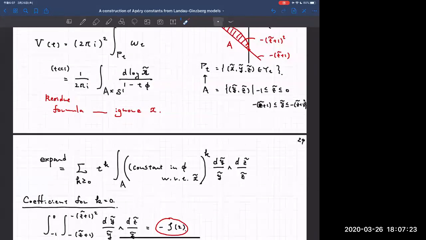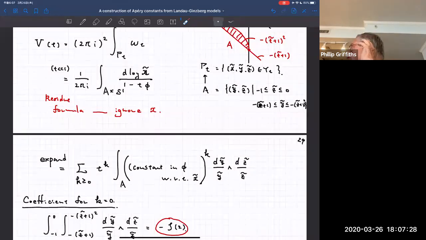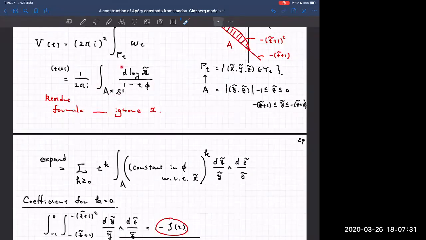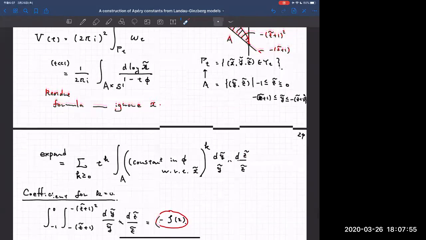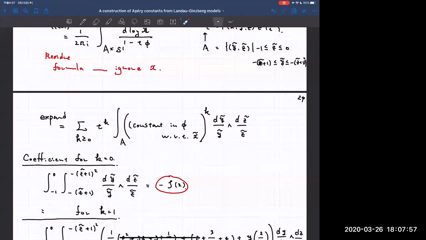And we want to expand this higher normal function expression with respect to t to the k. Then, since this integral is totally independent from the third variable x, we just need to consider the constant term in phi with respect to x tilde to the 2k. Okay? And d log x hat means dy tilde over y tilde, dz tilde over z tilde. So we need to finally compute such kinds of log integrals.